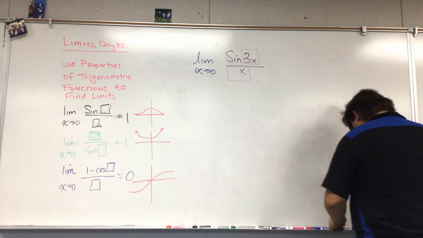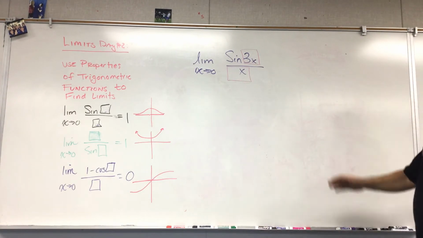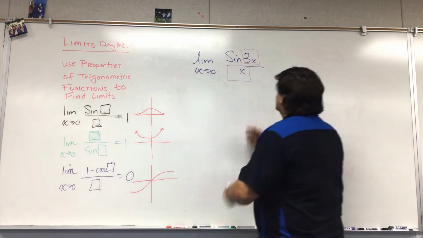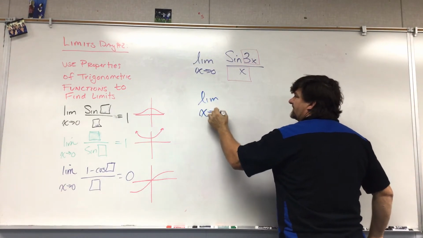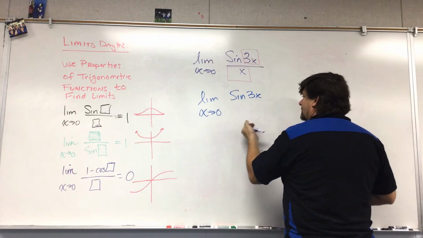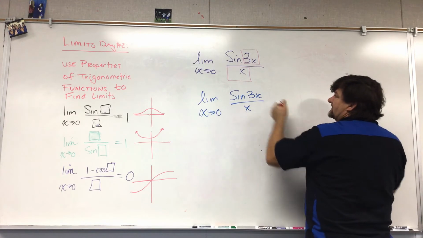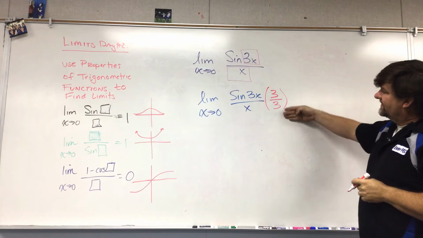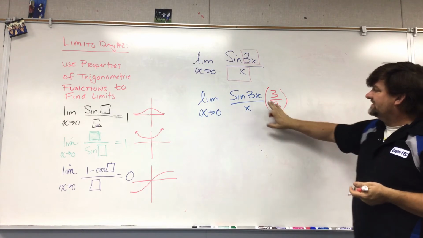So here's my question for you. What do I have to add down here to make this look the same in the boxes? If we keep working with this, the limit as x approaches 0 of the sine of 3x over x times what's missing? 3 over 3. I'm allowed to multiply by 3 over 3 because it is just the value of 1. So I didn't change anything.